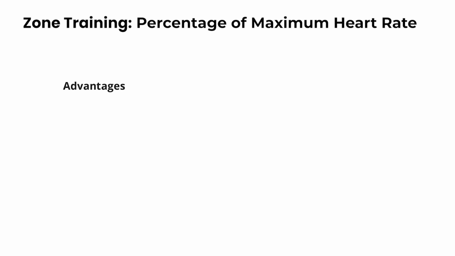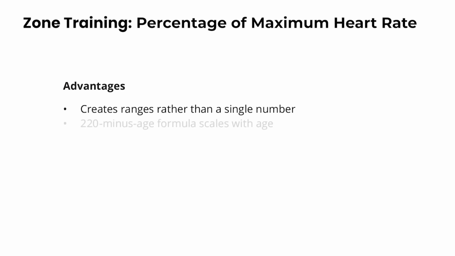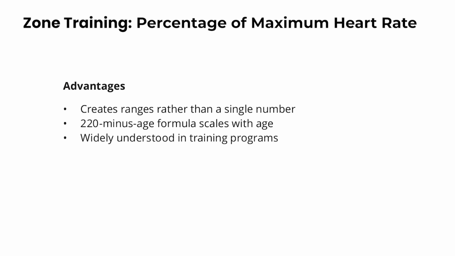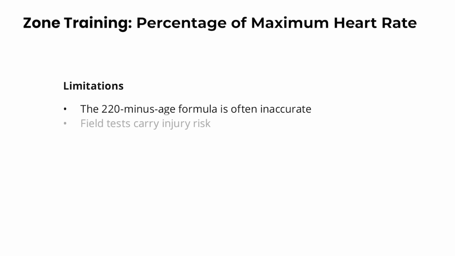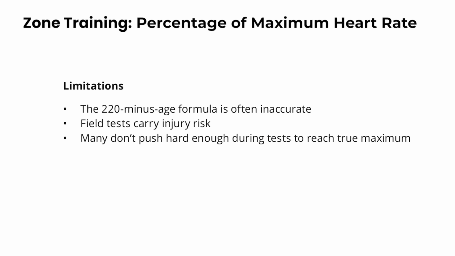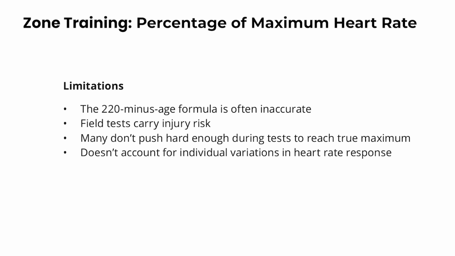Advantages: it creates ranges rather than a single number. The 220 minus age formula scales with age. It's widely understood in training programs, and it provides clear zones for different training purposes. Limitations: the 220 minus age formula is often inaccurate and field tests carry injury risk. Many athletes don't push hard enough during tests to reach true maximum. It doesn't account for individual variations in heart rate response.